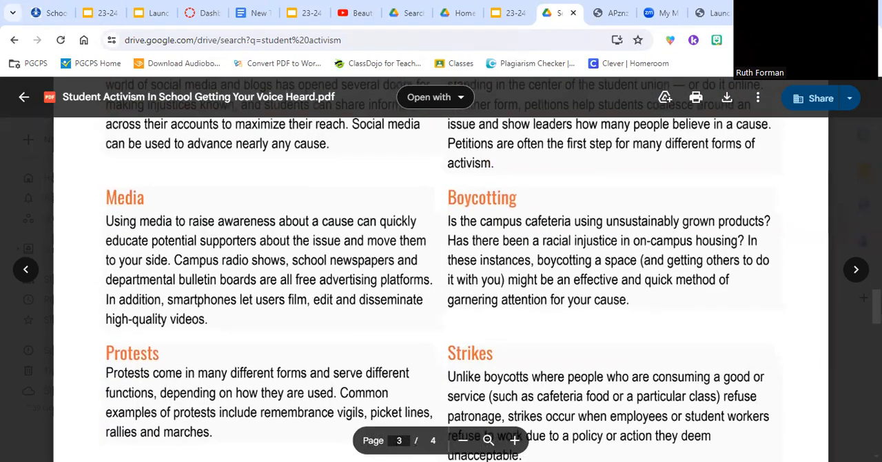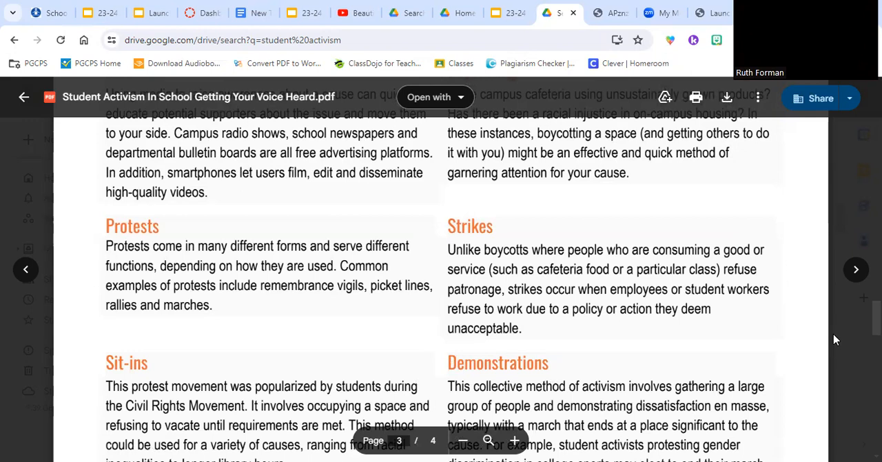Media. Using media to raise awareness about a cause can quickly educate potential supporters about the issue and move them to your side. Campus radio shows, school newspapers, and departmental bulletin boards are all free advertising platforms. In addition, smartphones let users film, edit, and disseminate high quality videos.